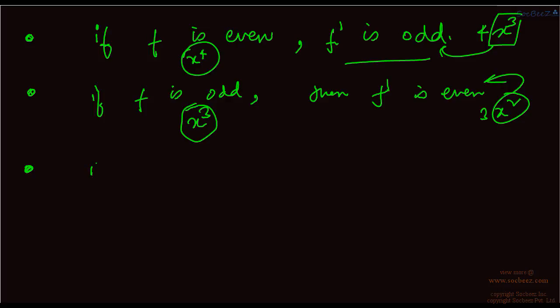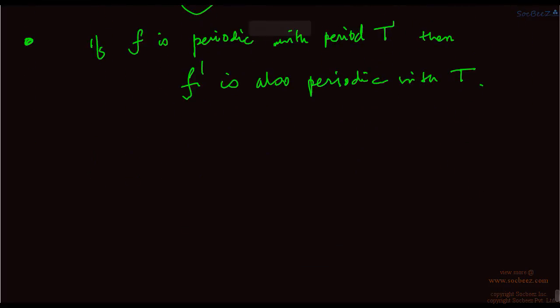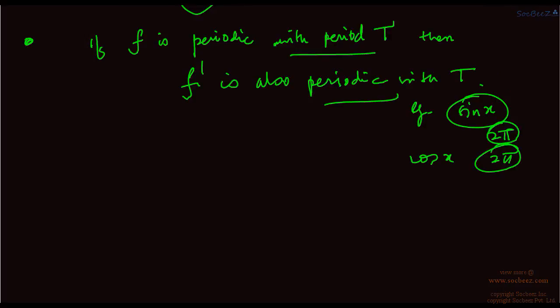Then you have f is periodic. If f is periodic, let's say with period t, then f dash is also periodic with period t. Okay, this is also one of the most important properties. An example can be taken as sin x. Sin x, the period is 2 pi. The f dash is cos x, which also has the period of 2 pi. So the period remains the same.